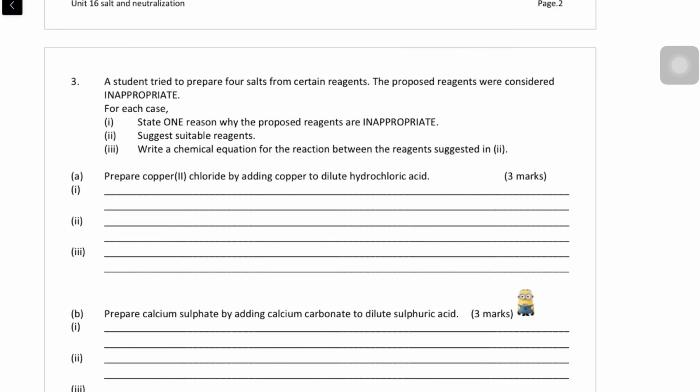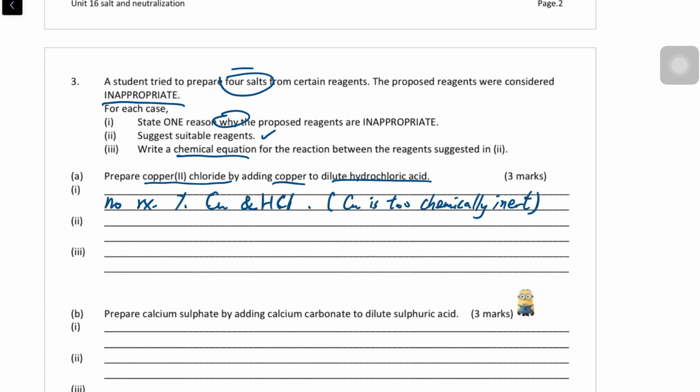Now question 3, where you are going to prepare 4 salts. The methods provided are classified as inappropriate. First, explain why. Second, if not appropriate, suggest a suitable reagent, and finally, write the chemical equations. First is copper(II) chloride, which you need as a product from copper and dilute hydrochloric acid. The first point is simple: there is no reaction between metal copper and hydrochloric acid, or you may say copper is too chemically inert to react with acid.